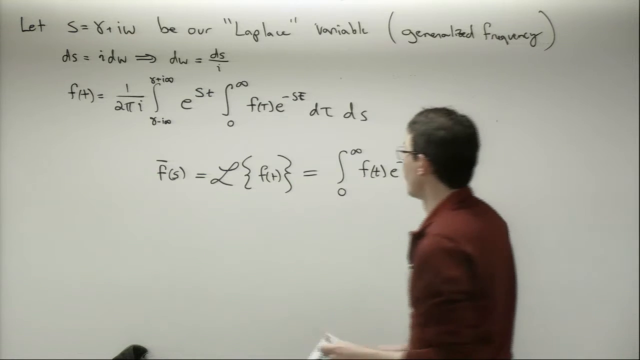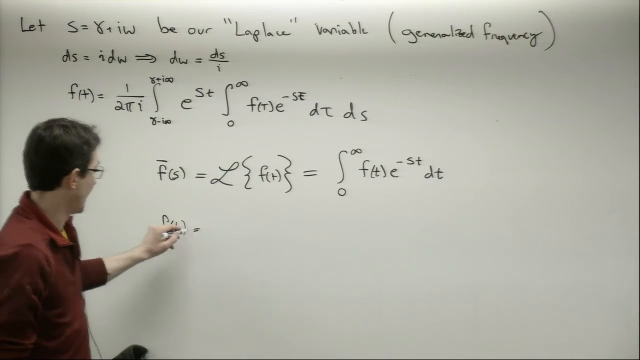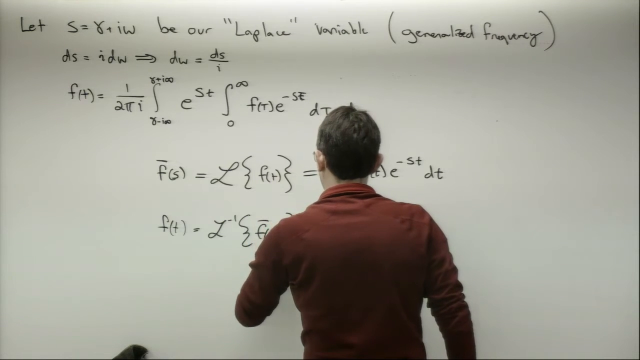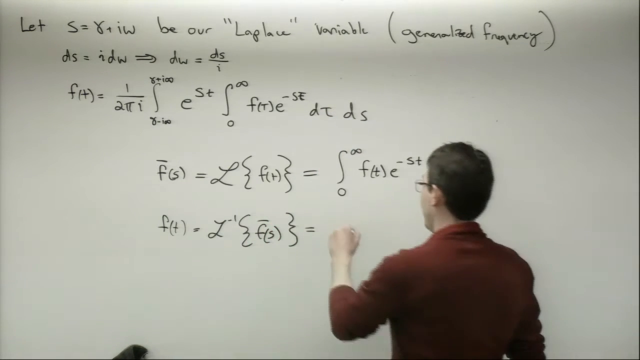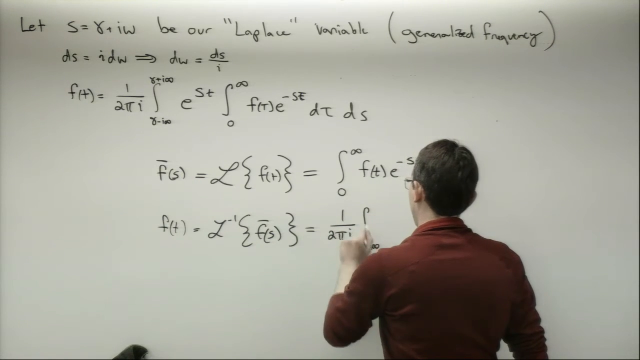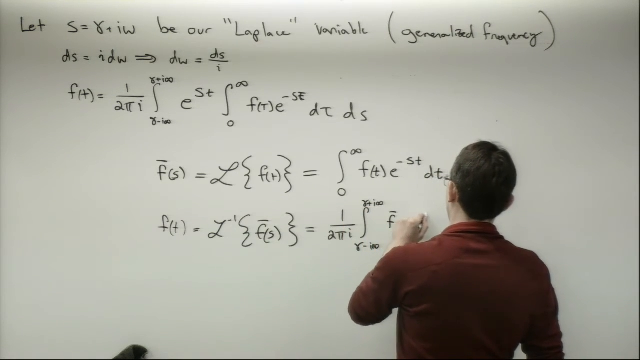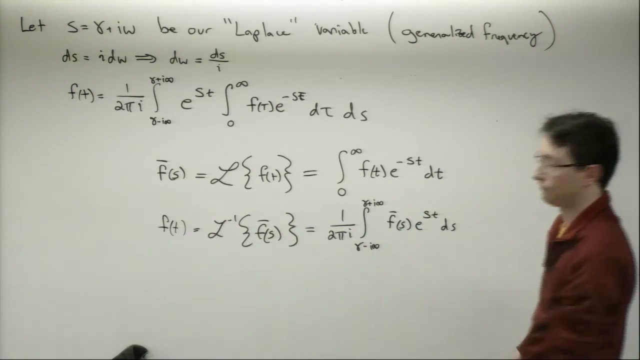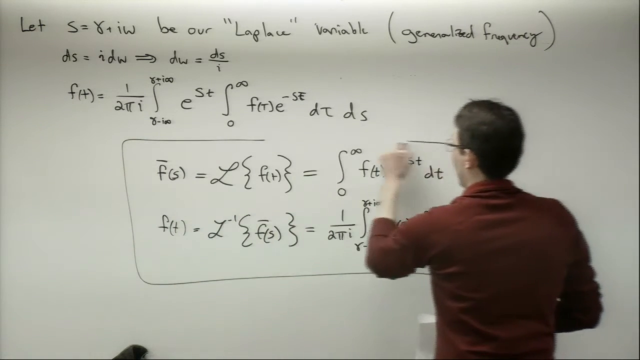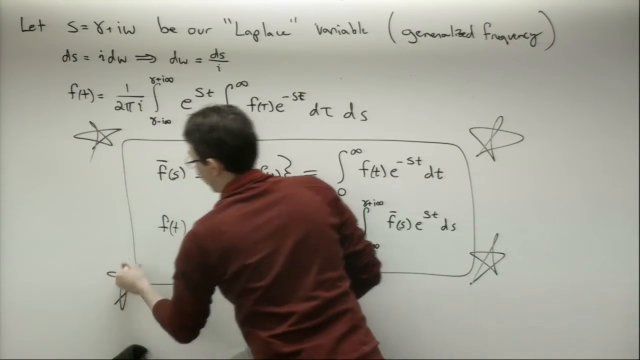Good. And my inverse Laplace transform, so if I want to get my function of time back, I take the inverse Laplace transform of f bar, and that equals 1 over 2 pi i times the integral from gamma minus i infinity to gamma plus i infinity of f bar of s e to the positive st ds. It's a shame that I don't have a red pen, because this would have big red stars, because this is extremely important.